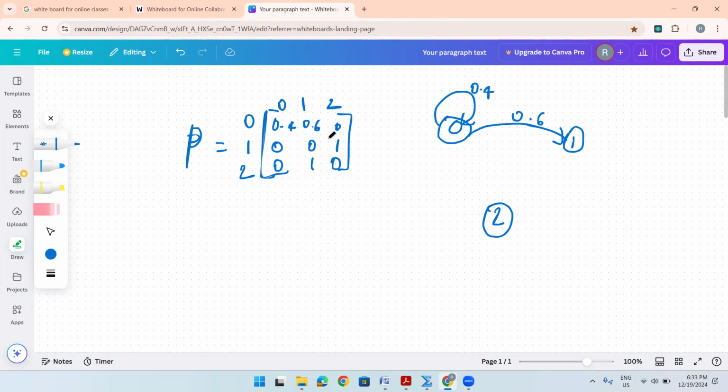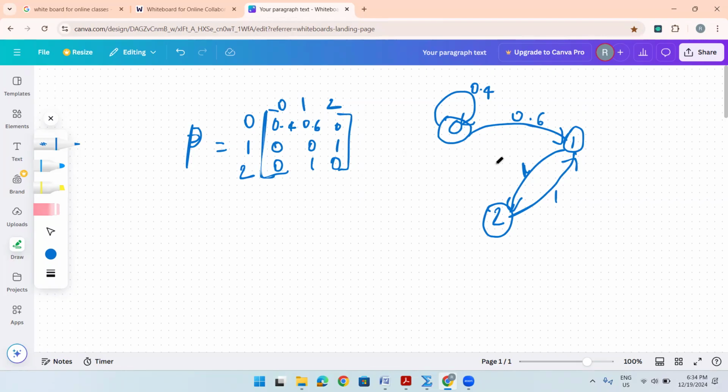And 1 to 2 is possible, so I'm drawing an arrow from 1 to 2 with the probability 1. And next, 2 to 1 is also possible, in reverse from here to here, with the probability 1. So like this, we can draw a graph for the TPM.